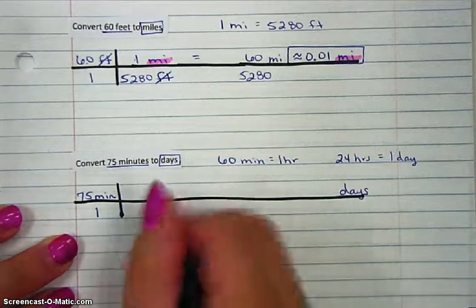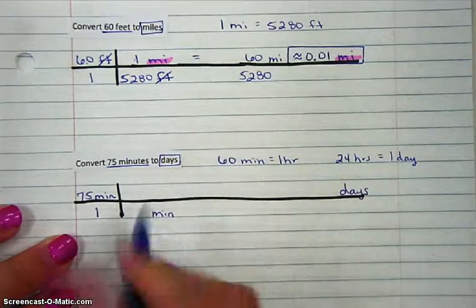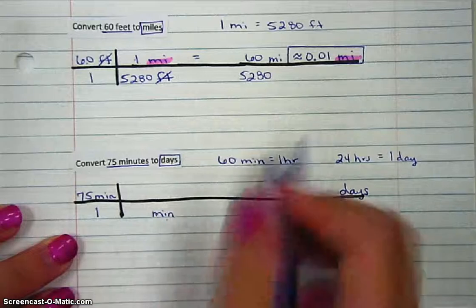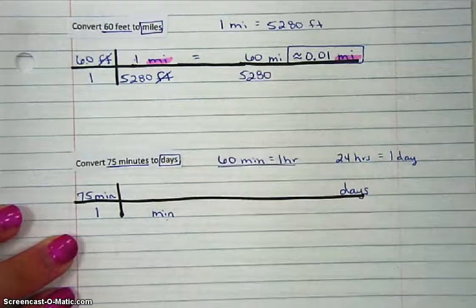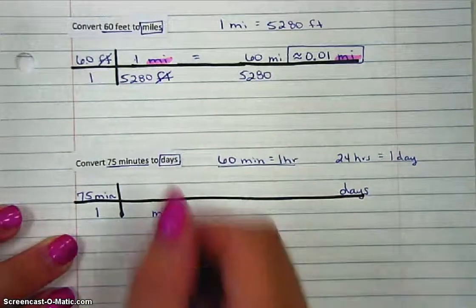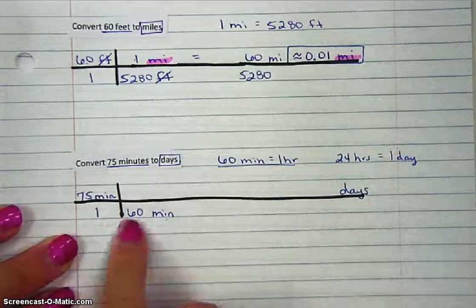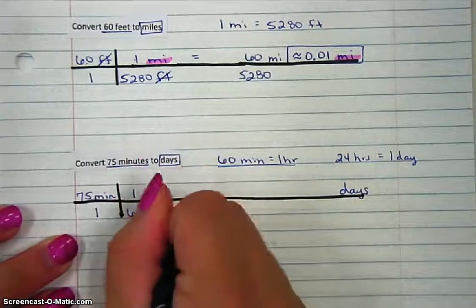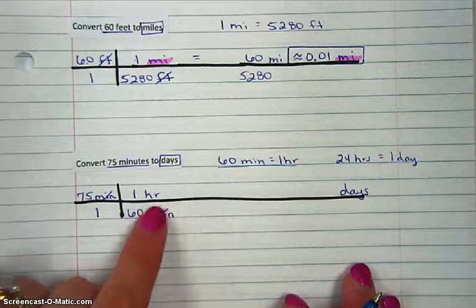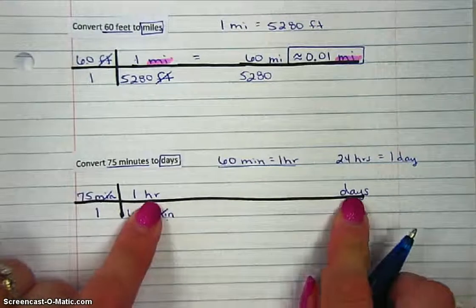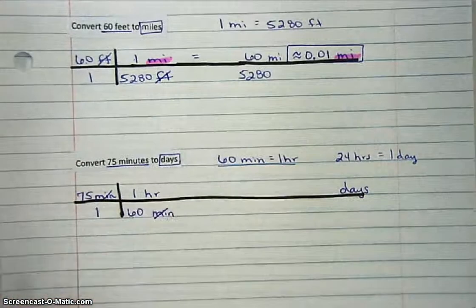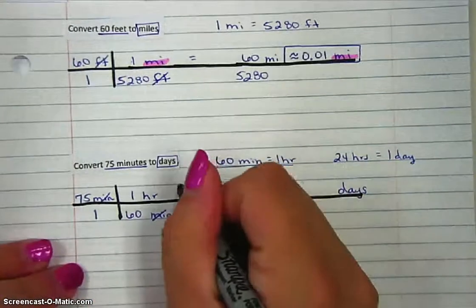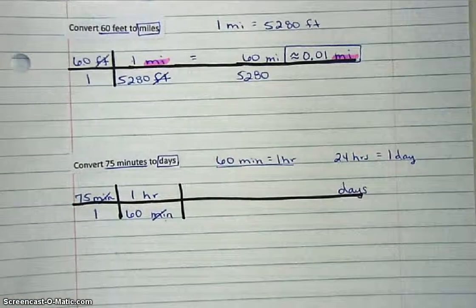So I'm going to start with minutes because I have minutes here on top. They have to be opposite. And I'm going to use this first conversion. So 60 minutes goes with the minutes on bottom. 1 hour goes on top. Minutes cancel. I'm checking. Hours and days, not quite where I want to be. So that means I have to continue with my railroad. So I'm going to draw a line and do another one.